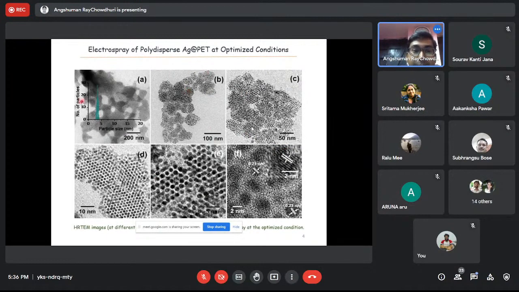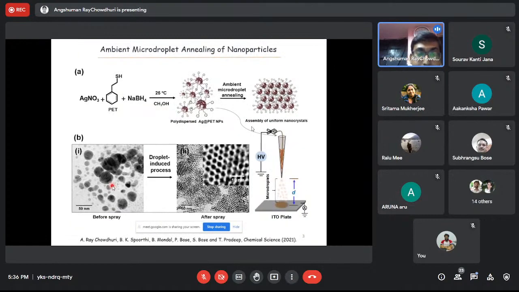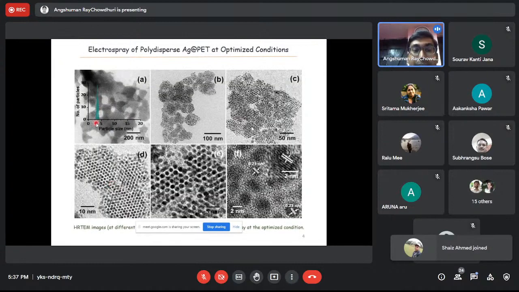For this type of particles, the particle size distribution is very high. There are 2 nanometer particles, and 25, 30 nanometer particles are also there. So the particle size distribution is more. And here, after the spray, you can see the particle size distribution is very small. So we are getting uniformly distributed particles. Even more important, the interparticle distance is also uniform in all cases. It is 1.2 nanometer, as we measured.